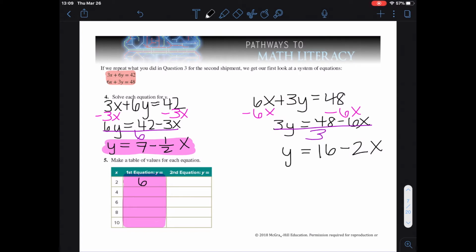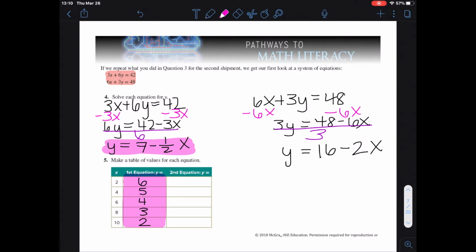If you plug in 4, you get 1/2 times 4, which is 2. So 7 minus 2 would be 5. If you plug in 6 for the next one, you'll end up with 4, and then plug in 8 will be 3, and then plugging in 10 will be 2.